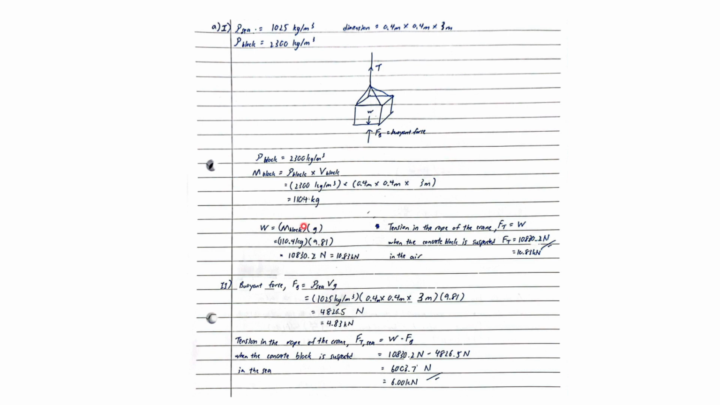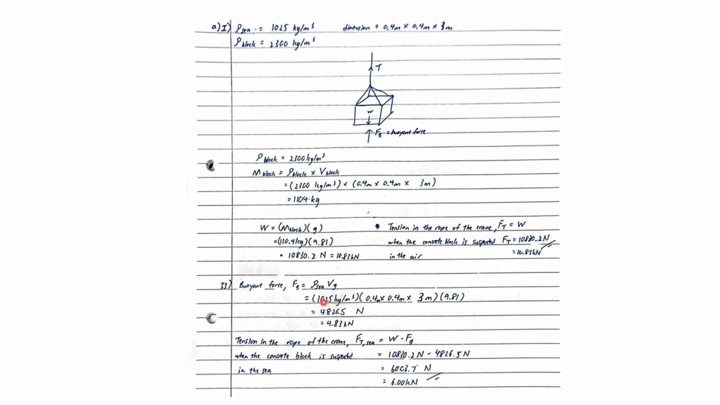And in the question, the mass of the block is not given. We can find the mass of the block by multiplying the density of the block with the volume of the block. The weight is calculated by multiplying by the gravitational acceleration. And here's the answer. Since the block is not immersed in the water, the tension in the rope equals the weight of the block. And here's the tension force.